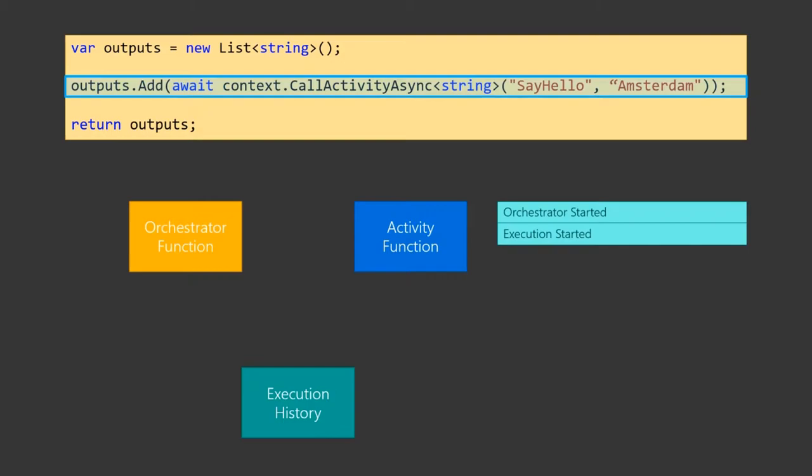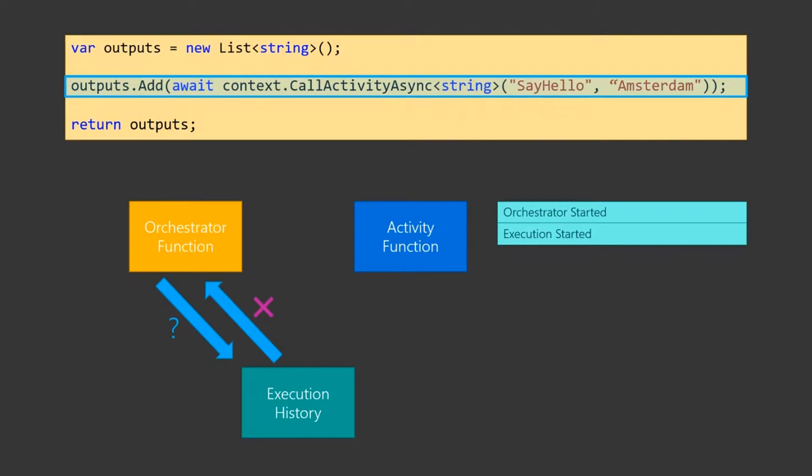So what do we do? The first thing we're going to do is look at the execution history. And we're going to be asking, did we ever run that function within our context right now? Did we ever run the function say hello with the parameter Amsterdam? And by questioning the execution history, the answer is going to be no, we have not run that before. So what's going to happen next is we're going to schedule a task to say, I want you to run this activity function called say hello, and I want you to pass in the parameter Amsterdam. Simple enough, right?